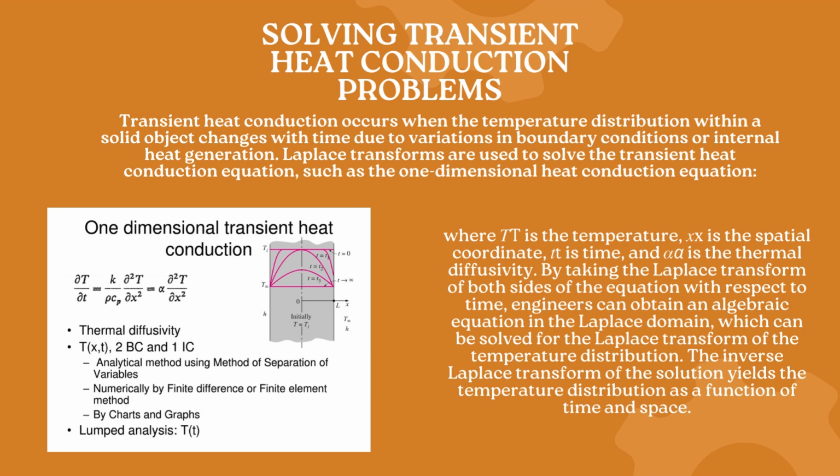One example would be solving transient heat conduction problems. Transient heat conduction occurs when the temperature distribution within a solid object changes with time due to variations in boundary conditions or internal heat generation. Laplace transforms are used to solve the transient heat conduction equation, such as the one-dimensional heat conduction equation, where you can see here that T is the temperature, x is the spatial coordinate, t is time, and alpha is the thermal diffusivity.